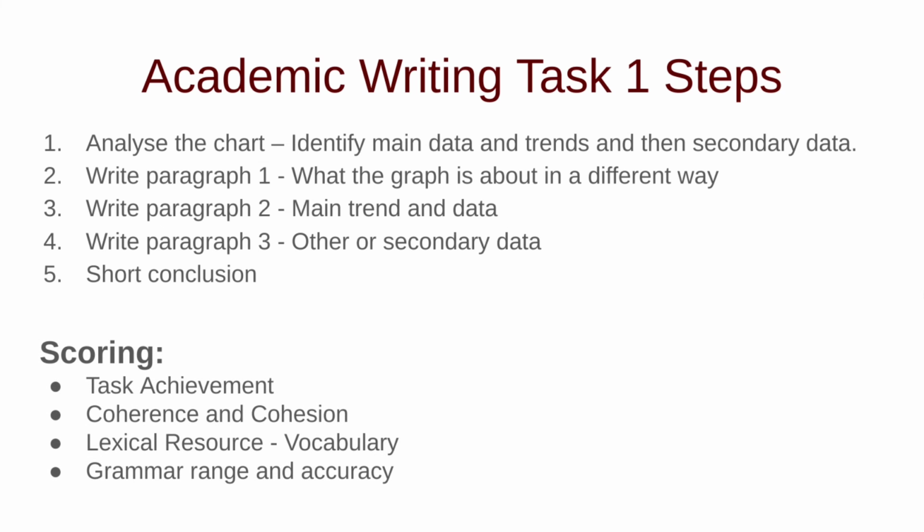And remember the scoring. As you're writing, remember that you're going to be scored on task achievement. Have you done what the questions asked you to? Coherence and cohesion. Is it logical? Does it make sense? Lexical resource. Are you using a good and varied vocabulary? And grammar range and accuracy. Are you using good grammar and are you using it correctly? So, remember and follow these points to get a good score on the IELTS Academic Writing Task 1.